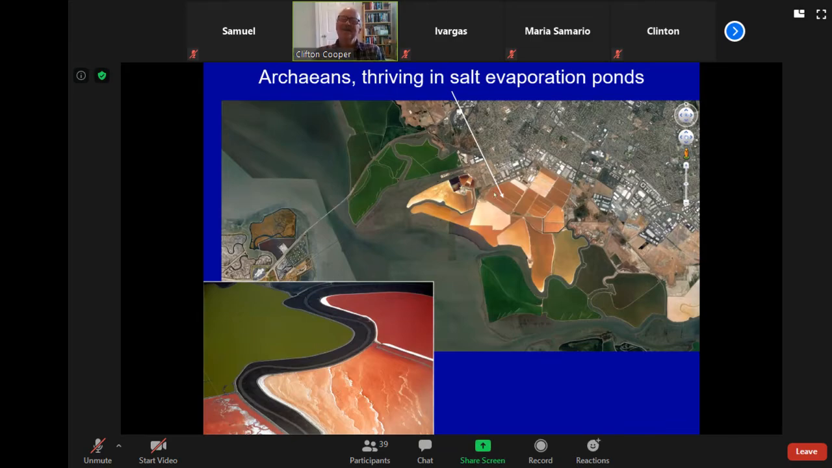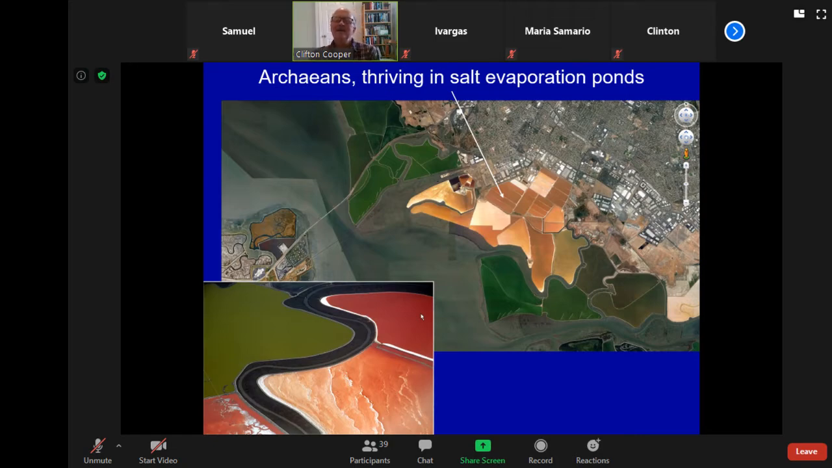Well, the color doesn't really match with the color of salt in many cases. I mean, here we've got a pond where it does look like salt, but these that are bright orange or red don't look that way. And that's because there are archaeans that are thriving in here as the water's evaporating, and the salt concentration is getting up to, say, 50%.